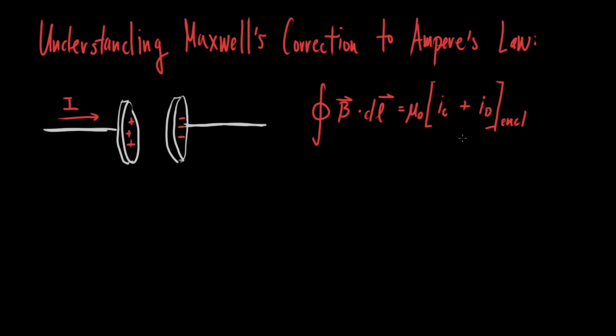This term right here, I sub d. And so what does Maxwell say this term is? I sub d, he said, was epsilon naught d phi E over dt. So he's saying that it's related to the change in electric flux, right? So what does this mean? What is this saying? Where's the change in electric flux?